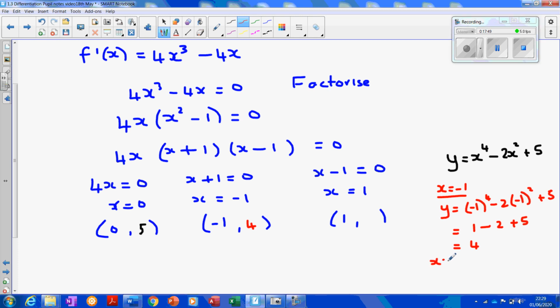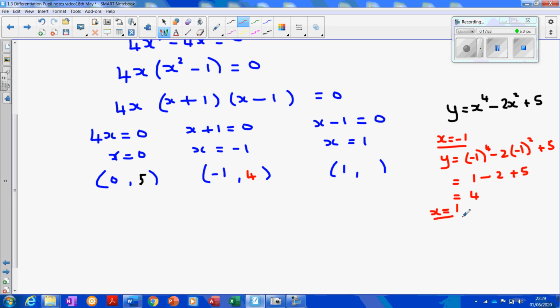Okay, last one, when x is equal to plus 1, then we've got y is equal to 1 to the power of 4 minus 2 times 1 squared plus 5. So 1 to the power of 4 is 1. 1 squared is 1, so that's minus 2 and plus 5. So 5 and 1 is 6, minus 2 is 4. So 4 again for that. Right, so we've now got 3 stationary points for this one.